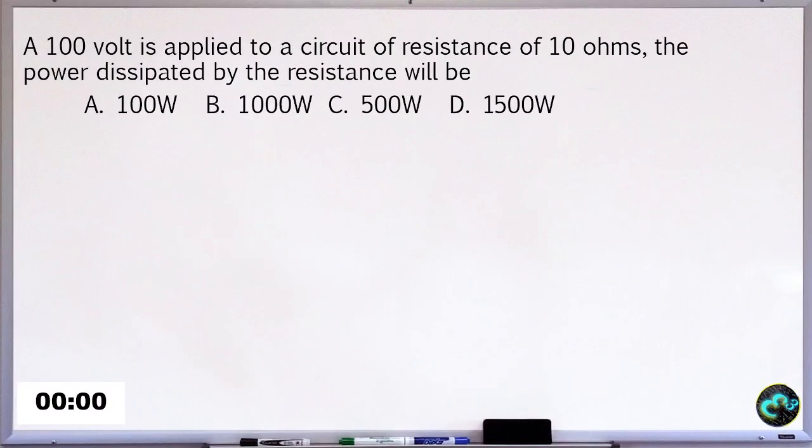Okay, next. 100 volts is applied to a circuit with a resistance of 10 ohms. The power dissipated by the resistance will be blank. So we are looking for the power, given the voltage and the resistance.